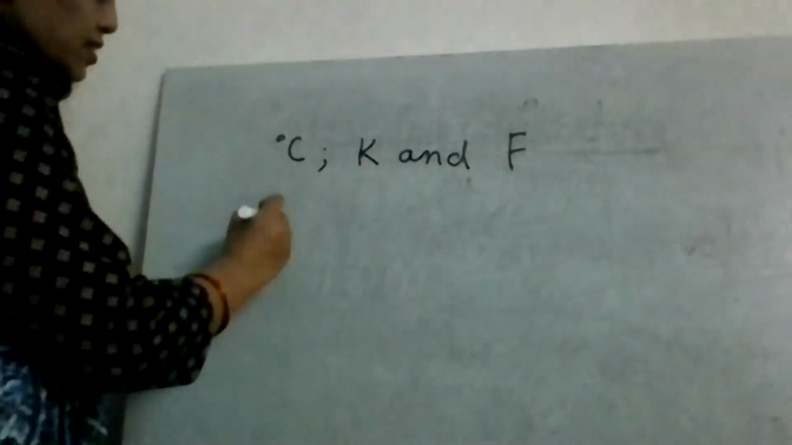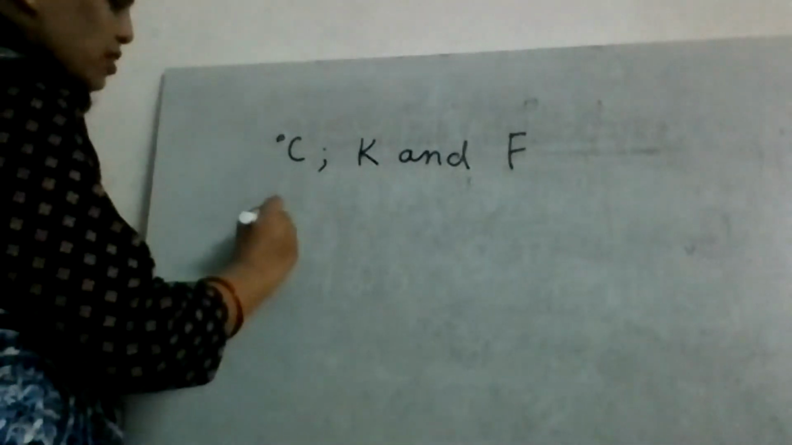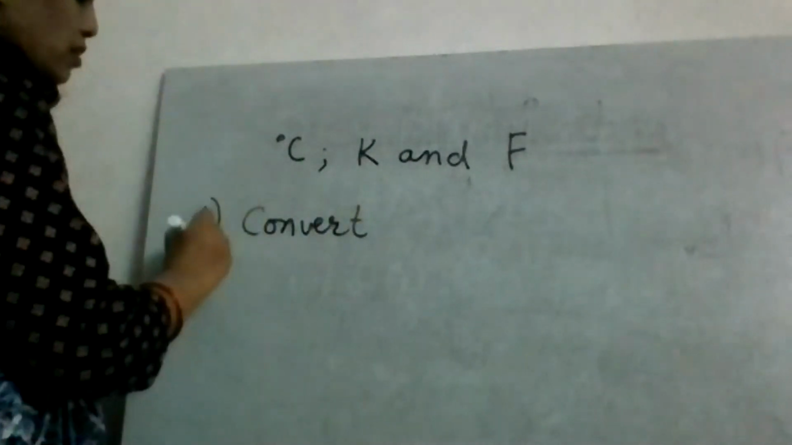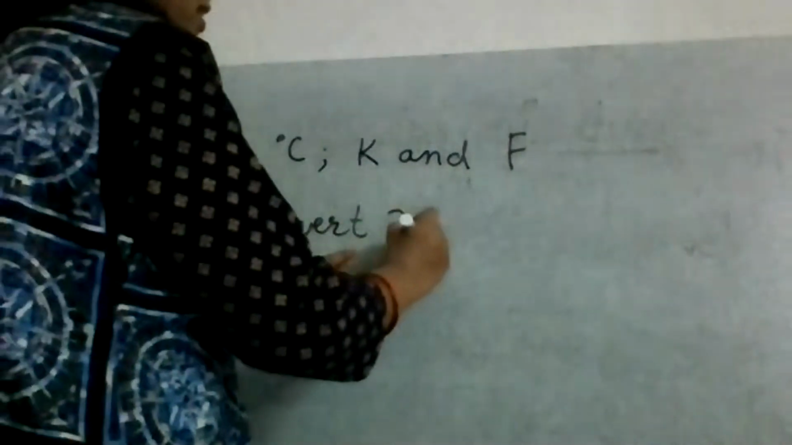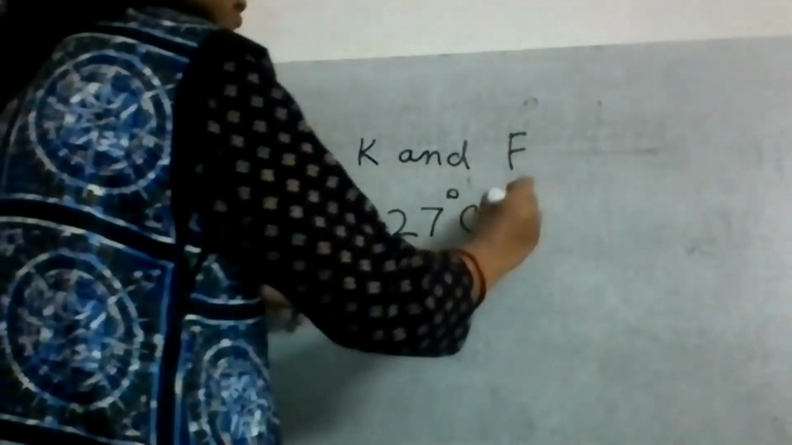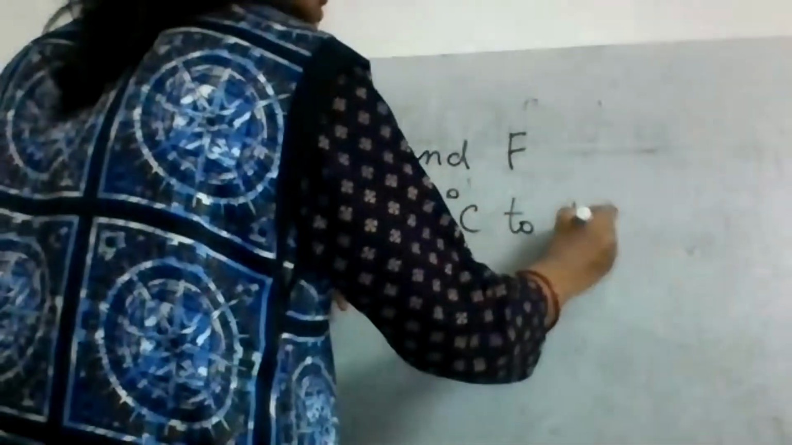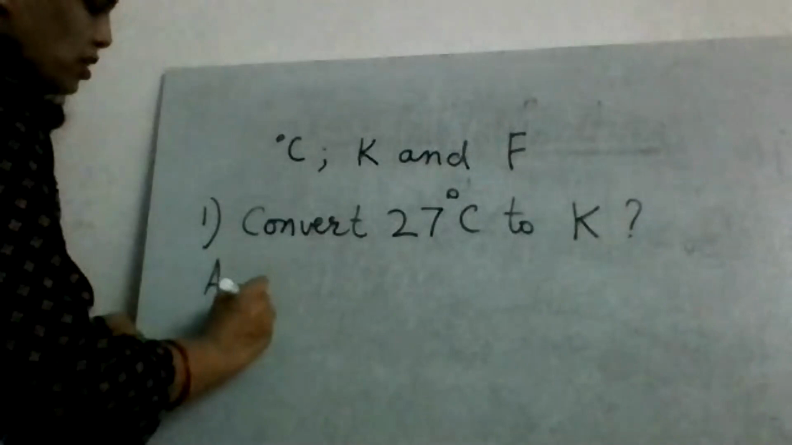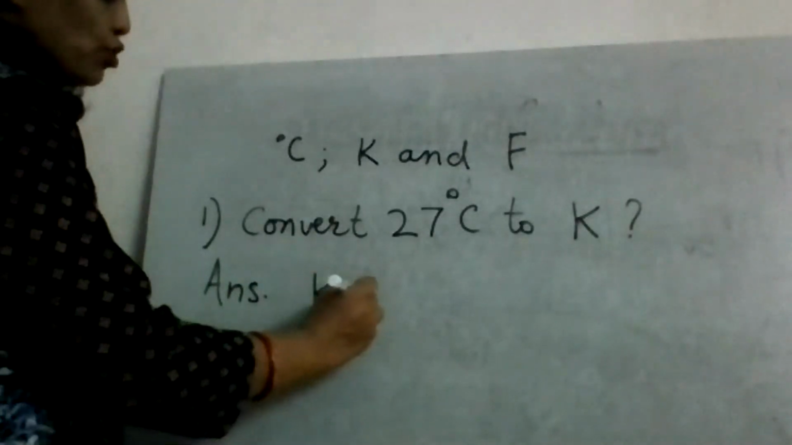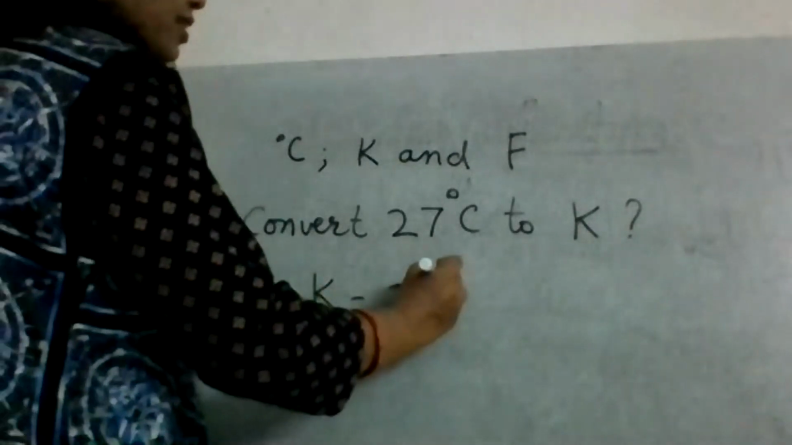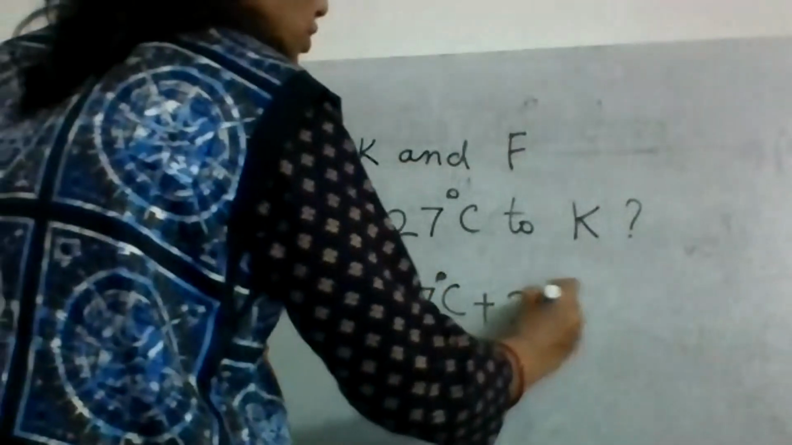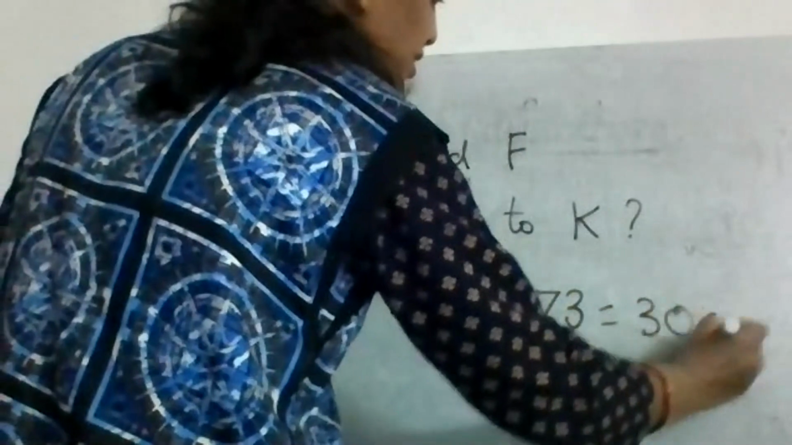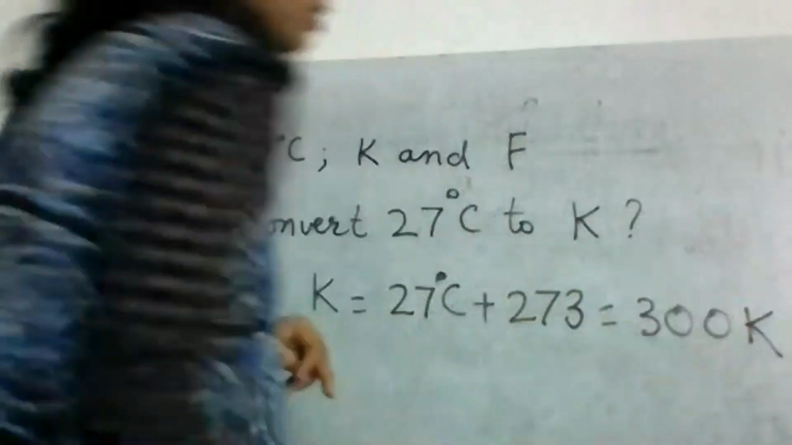Now, degree Celsius, as I told you, if I give you a question, convert 27 degrees Celsius to Kelvin. So what will you do? Kelvin equals 27 degrees Celsius plus 273, and you get this answer here as 300 Kelvin. Okay?